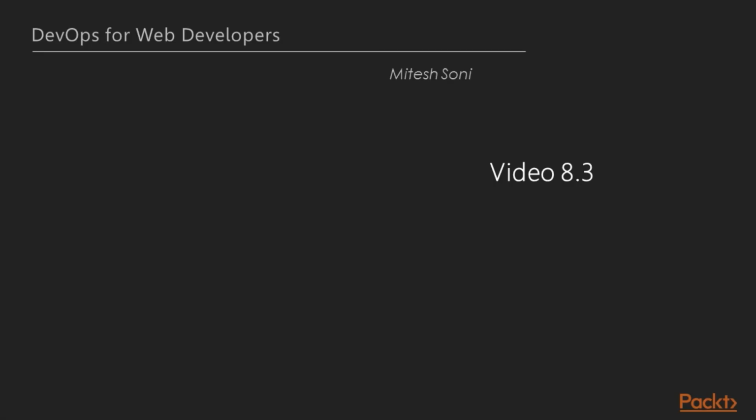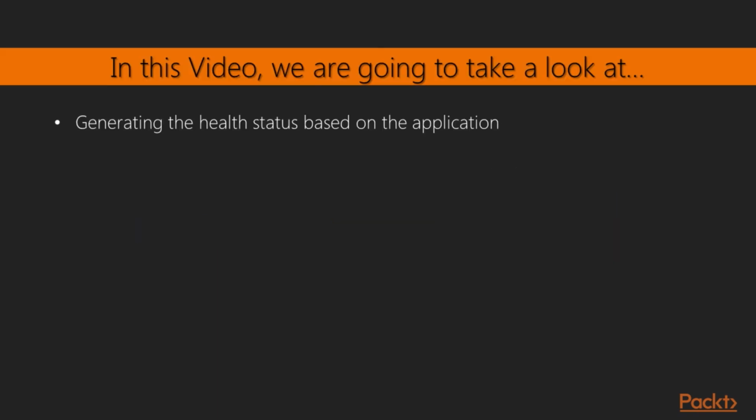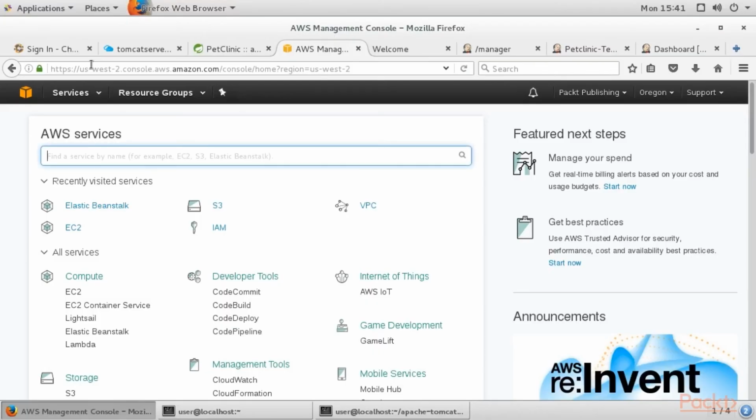Welcome back, viewer. You are now watching this section's third video, monitoring AWS Elastic Beanstalk. In the previous video, we learned about the working and functions of the Nagios monitoring tool. In this video, you will be learning to deploy the Pet Clinic application into AWS Elastic Beanstalk. Let us begin with monitoring AWS Elastic Beanstalk.